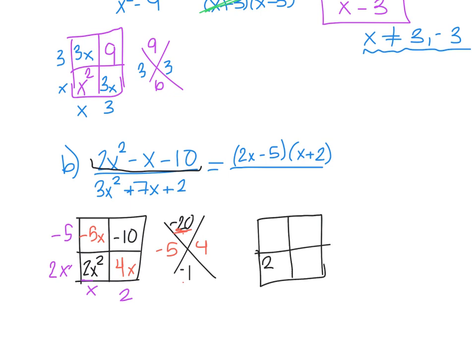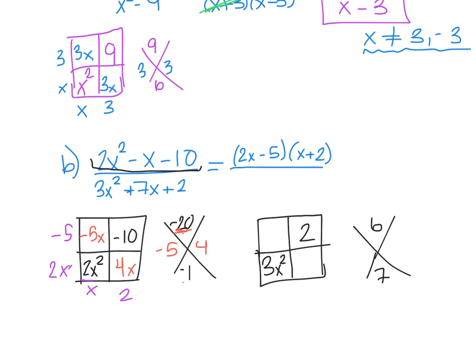Alright, so we've got 3x squared, and then 2 goes up here in the top right. And then we need to figure out, how am I going to split these 7x's between these two boxes? And that's going to be determined from this diamond game. So our two numbers are going to add to 7, but we want them to multiply, not to 2, but to 3 times 2, because my coefficient is 3 out here. So that would mean I'm putting 6 right here.